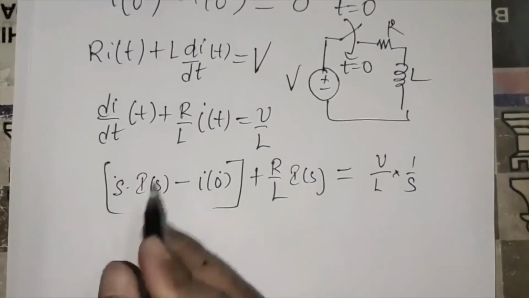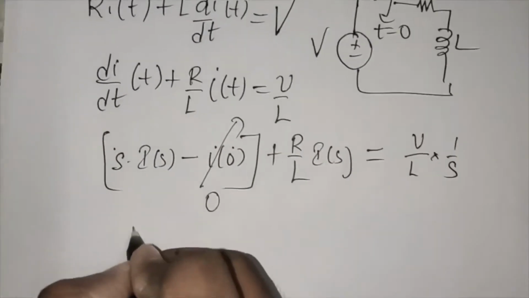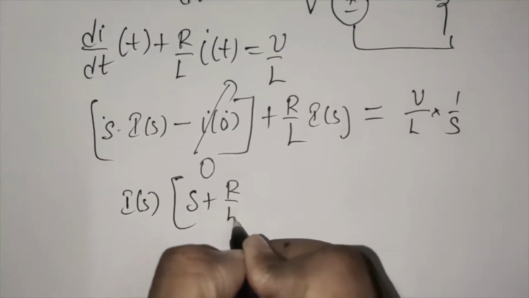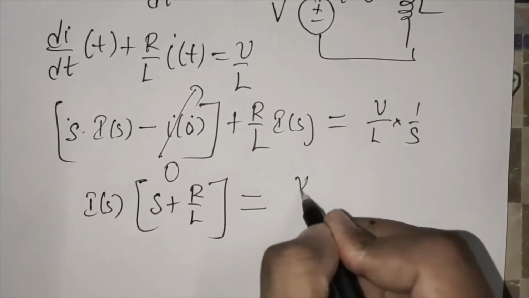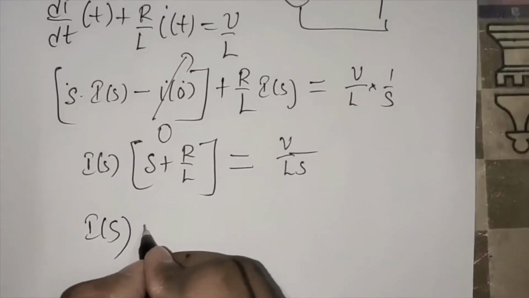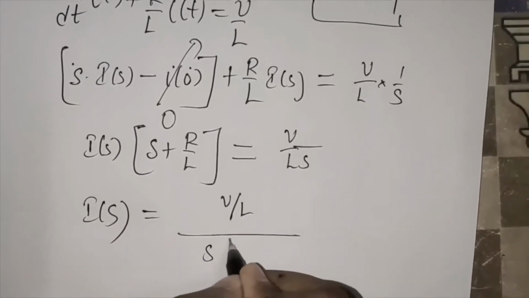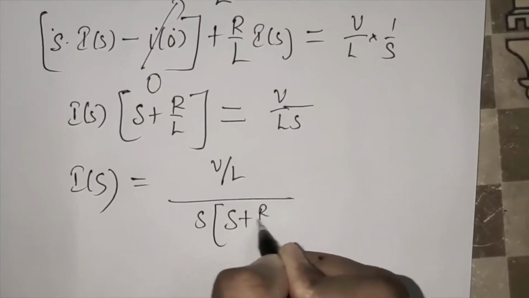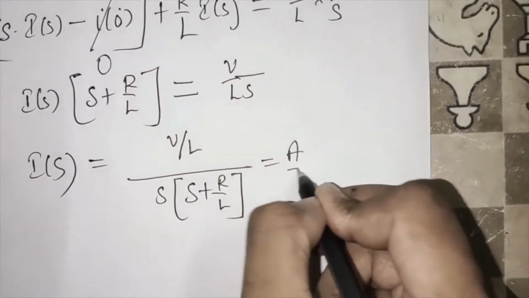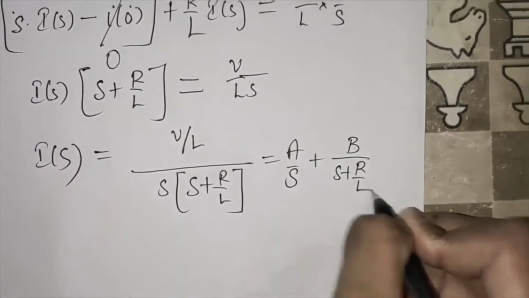Therefore here I(0) is anyhow 0, so if I take I(s) as common, I'll get (s plus R/L) is equal to V/(Ls). Therefore I(s) is equal to V/L divided by s into (s plus R/L). So applying partial fractions, this is A/s plus B/(s plus R/L).